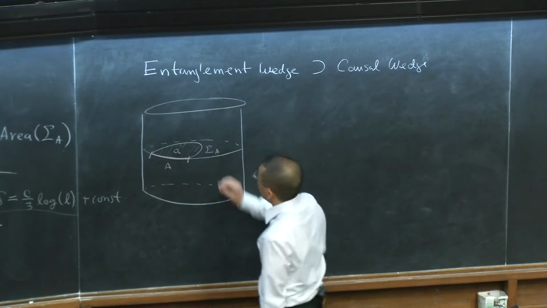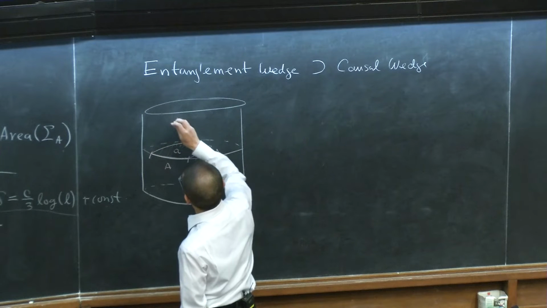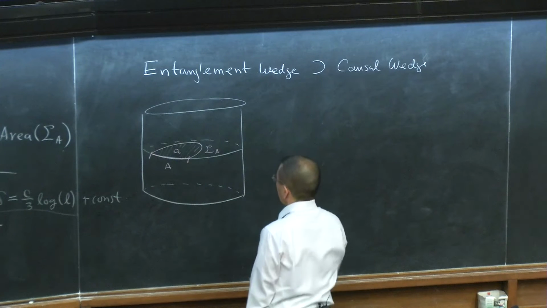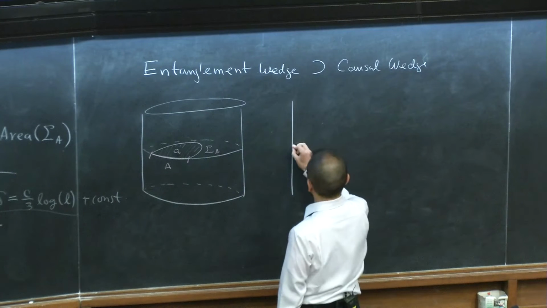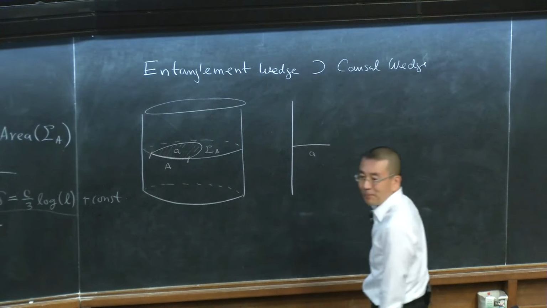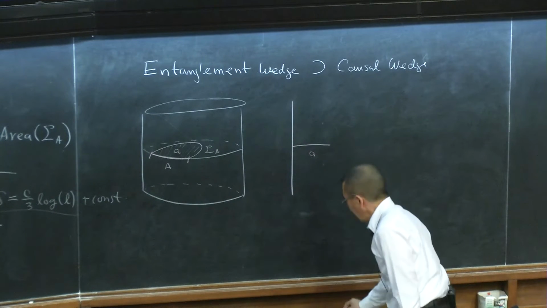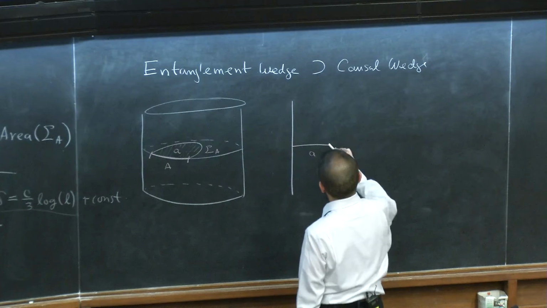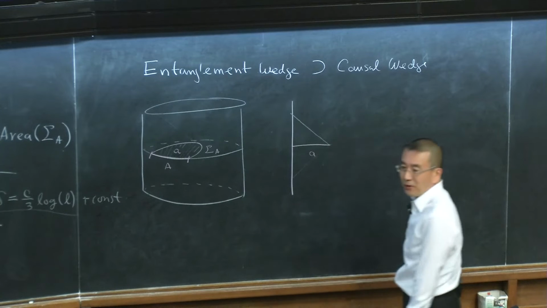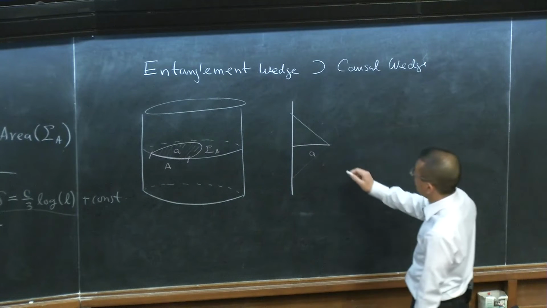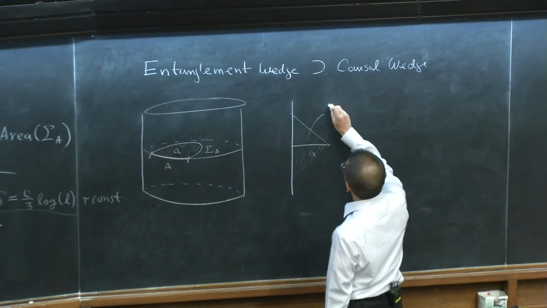So the entanglement wedge is a region in the bulk. I cannot draw it here, so let me draw it in this diagram. So suppose this is small a. I suppress this dimension along the boundary. So suppose this is small a, then what you do is just like before, you consider the past and the future of this a, and then consider the intersection of this. So this is the entanglement wedge.